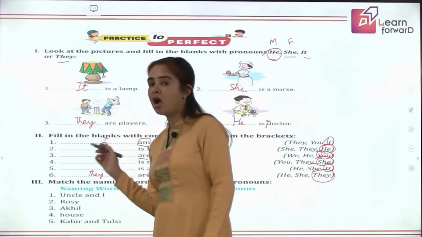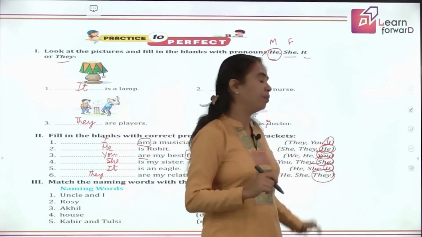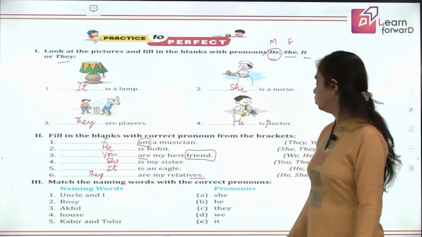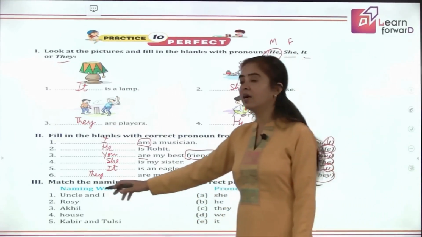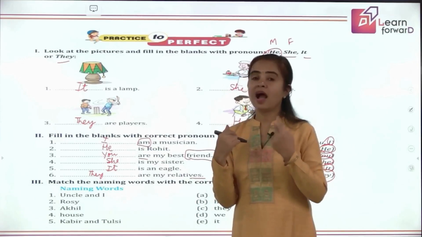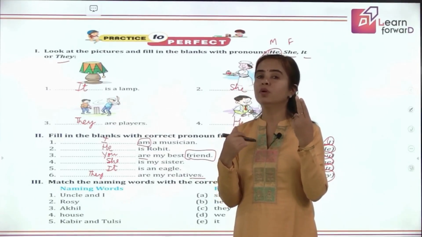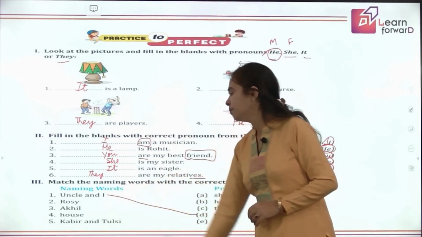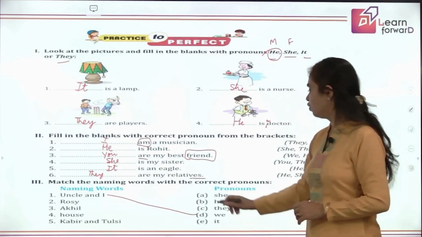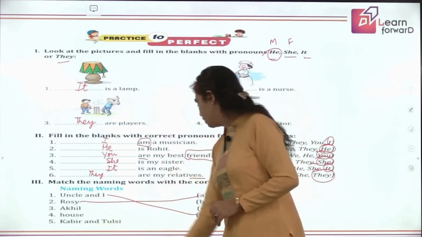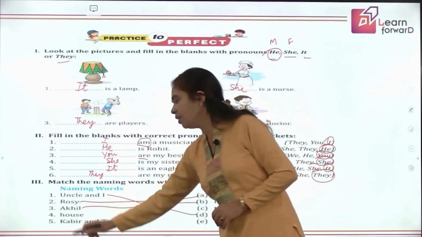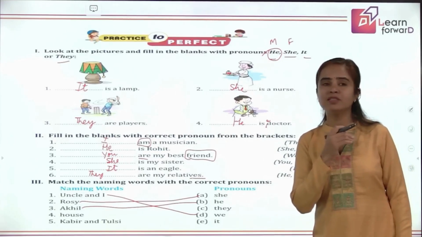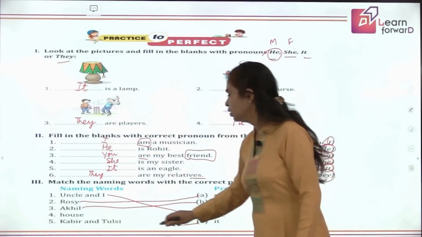So this is how you pick out the most appropriate pronoun from the given choices. Okay. Now match the naming words with the correct pronouns. If you have uncle and I, that means the speaker is more than one, in plural. So what will I use? We. Good. So this goes here. Now Rosie is a girl. So for girl, I'll be using she. Akhil is a boy. For a boy, I'll be using he. House, that's a place. What have I told you for places, animals, things? It. That's wonderful.